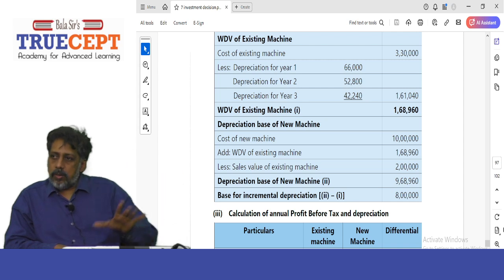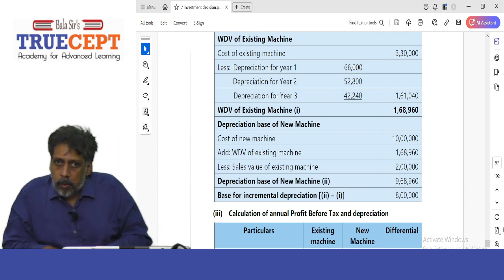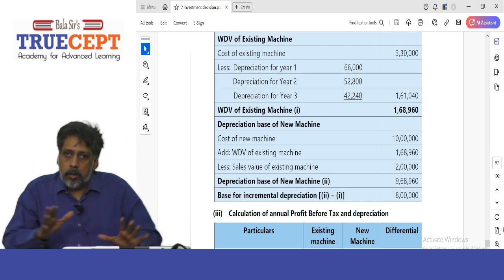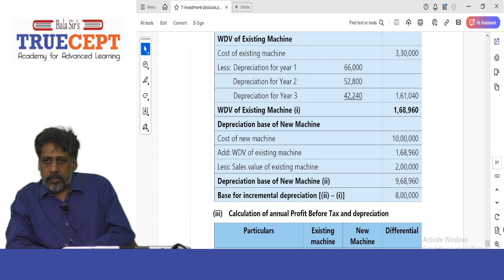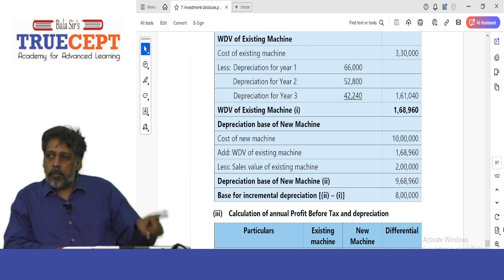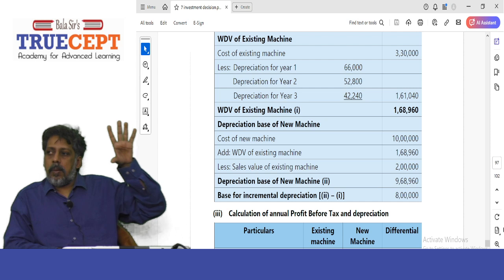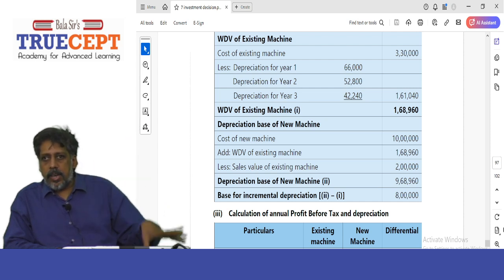68,960. Add both. Minus, you want to sell the old machine for rupees 2 lakh. Exactly what you do in block of assets in income tax. We take the opening WDV and then add any additions to the block and minus the sale proceeds, which is 2 lakh. So net amount how much? Net amount is 9,68,960. That is the base on which you're supposed to calculate depreciation.